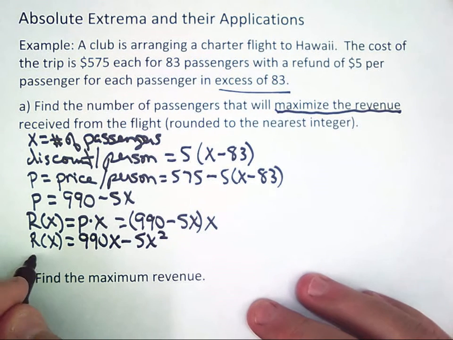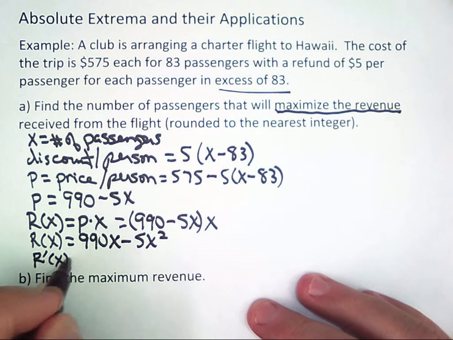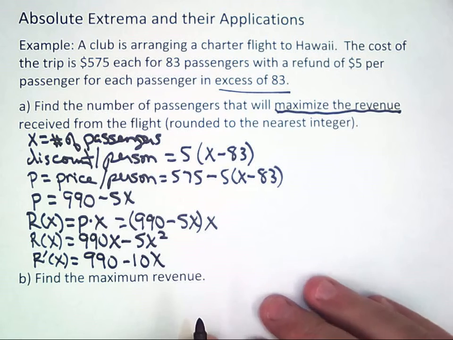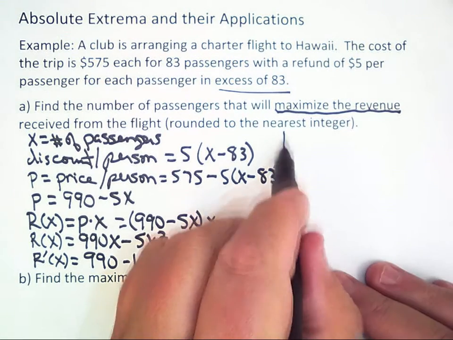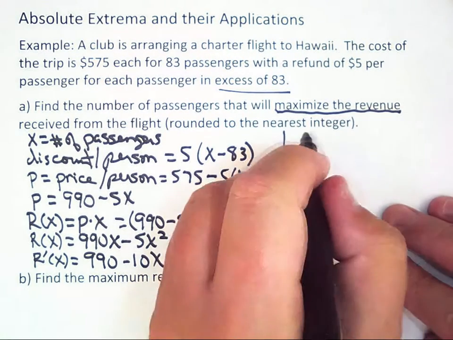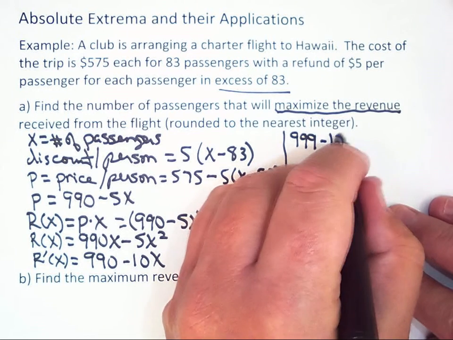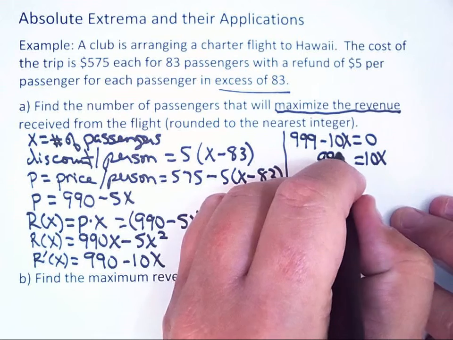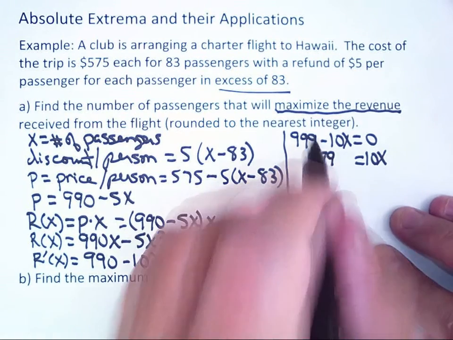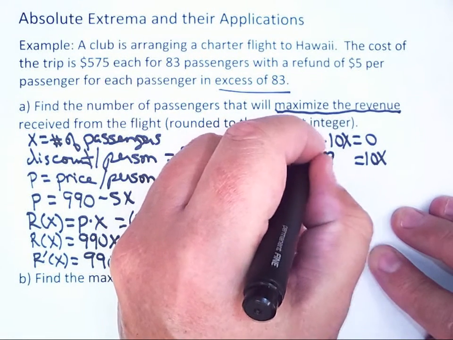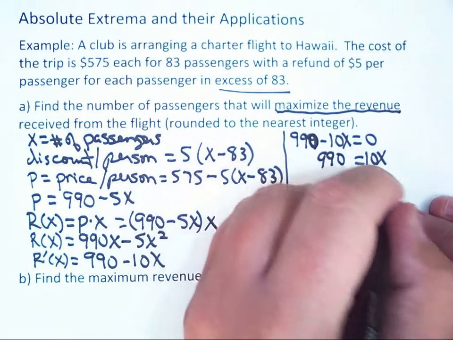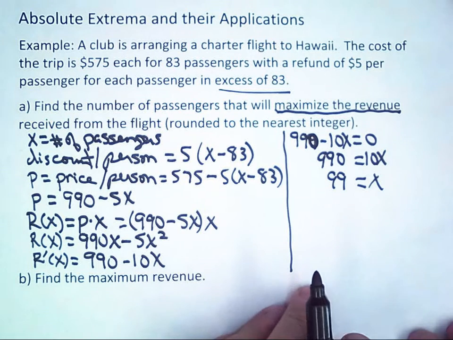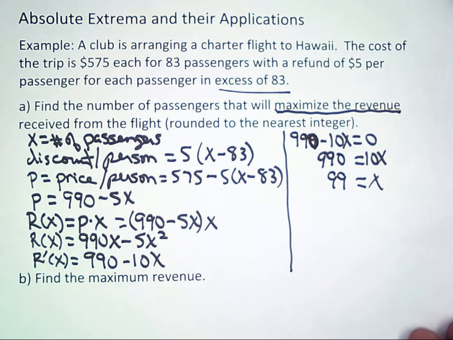By now you know the routine. You take the derivative and set it equal to 0. The derivative is 990 minus 10x. So you want to set that equal to 0. So if you take 990 minus 10x, set it equal to 0, add a 10x to both sides. That's 990. And then divide both sides by 10, you get x is equal to 99. So 99 passengers should provide the maximum revenue.